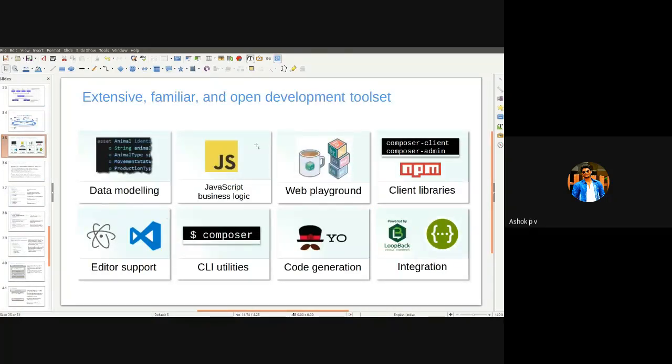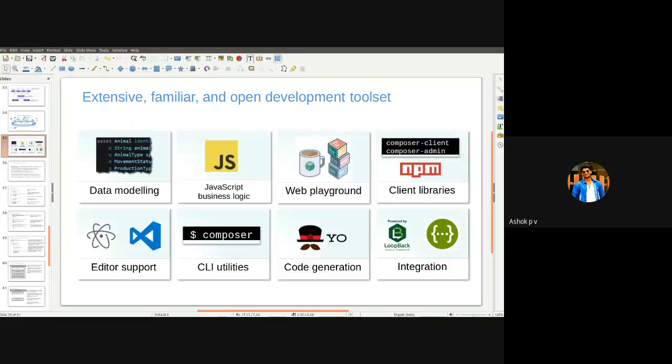So coming to the developer toolset that I told you, these are the different developer tools that we will be knowing in case of creating a blockchain network. The first one would be the data modeling. That is nothing but the model.cto file saying what is the asset, what is the participant, what is the entity, those kind of things. Next is the business logic, saying what is the transaction that should actually happen inside them.